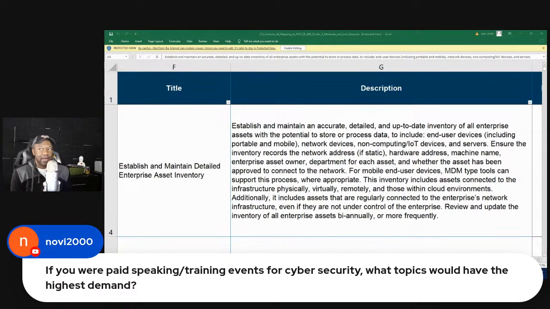Cloud and blockchain security will probably have the highest demand. I could not speak on either one of those. I wouldn't feel qualified to speak on them. NIST 800, I could talk off the top of my head like I'm doing now, but it's not in high demand.